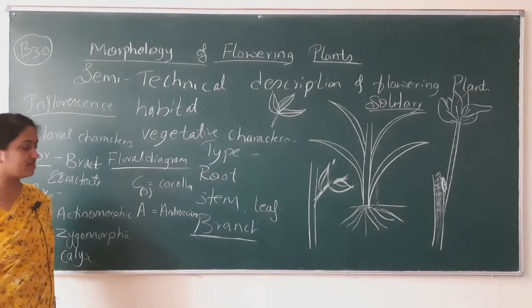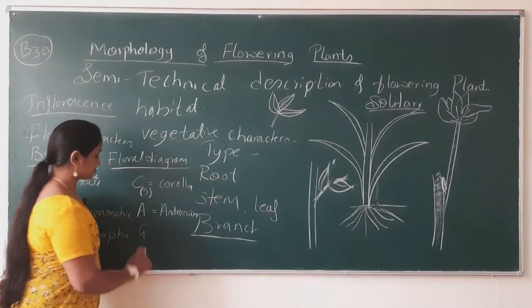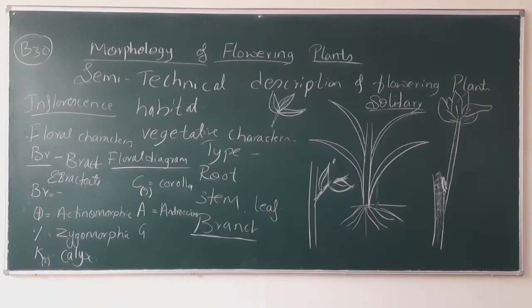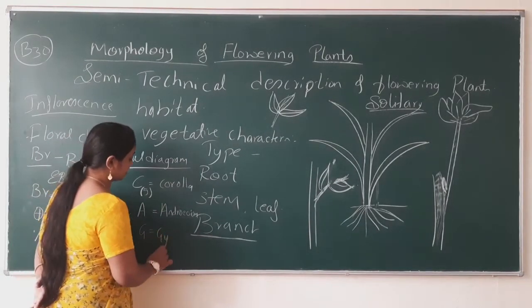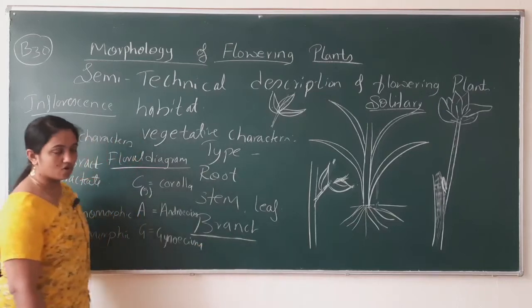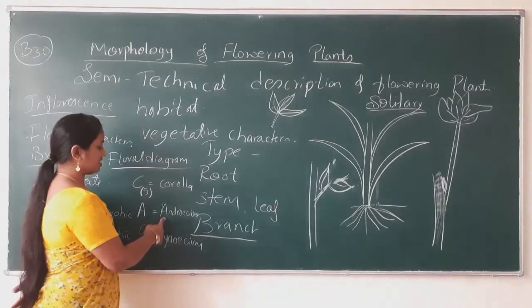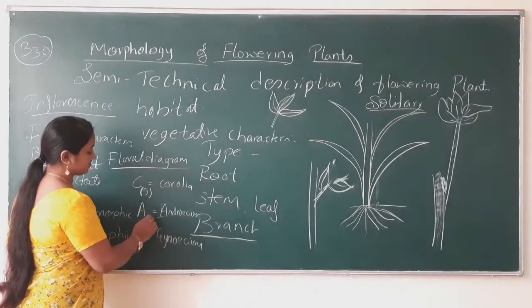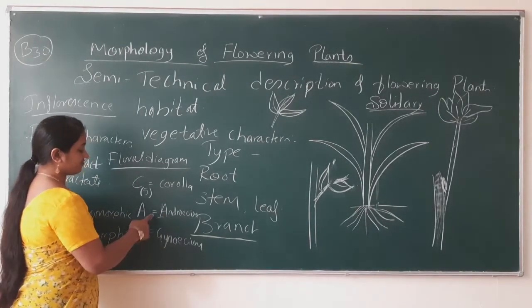If I write G, G means gynoecium. Gynoecium is the female reproductive organ. Androecium is the male reproductive organ. If the androecium is 5 in number, you can write the 5.